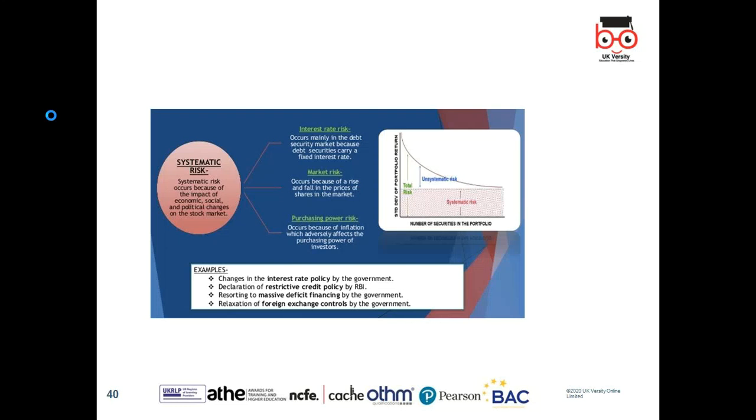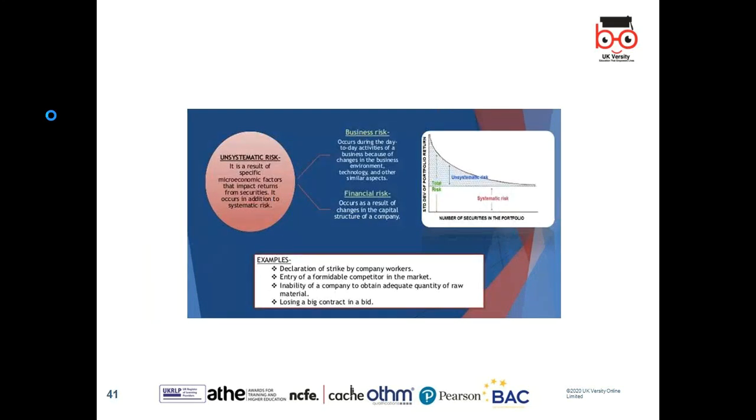For systematic risk, interest rate risk can be, think about interest rates being dropped. Market risk is huge at the moment due to COVID-19. Purchasing power risk can be, and changes in interest rate policy by the government. All these, what effect will they have on your project, we can manage.